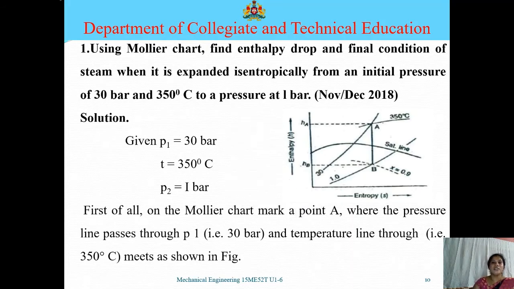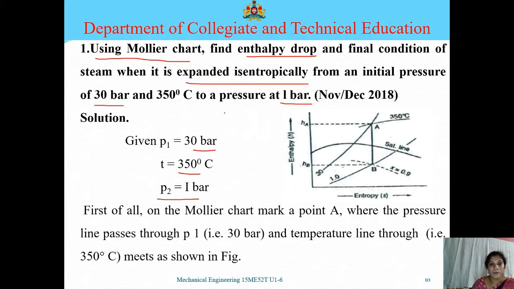What are they trying to tell us? You need to find out the enthalpy drop. By how? By using a Mollier chart, you need to find out the enthalpy drop when the steam is expanded isentropically. From where? From pressure 30 bar to 1 bar. So what is the given data? They have given the pressure as 30 bar. The exit pressure is 1 bar. Okay. And temperature was 350 degrees Celsius.